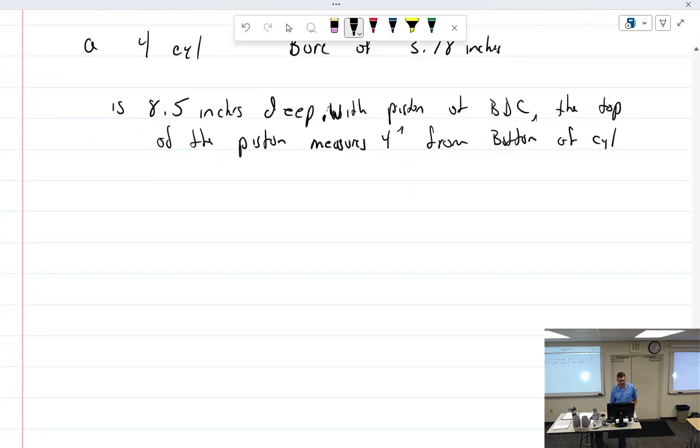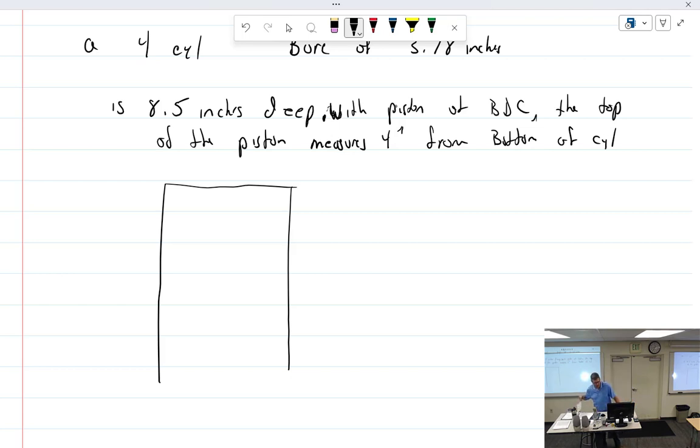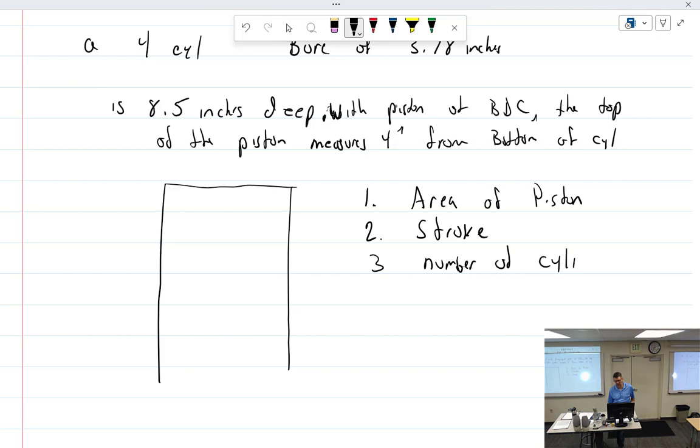All right, so let's just draw this out. Just kind of go, what are you talking about? So here's the top of the cylinder. And we're going to need to know two things. One, we need to know the area of the piston, and two, we need to know the stroke. Well, and three, the number of pistons or cylinders. That's all we need to know, all the time. So first of all, area of the piston. We can work that.